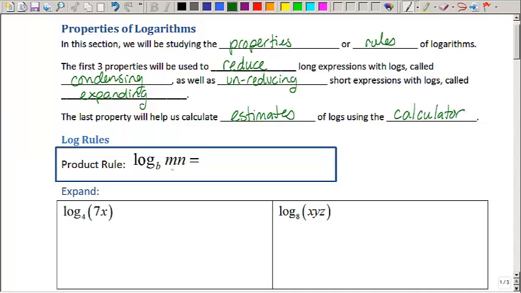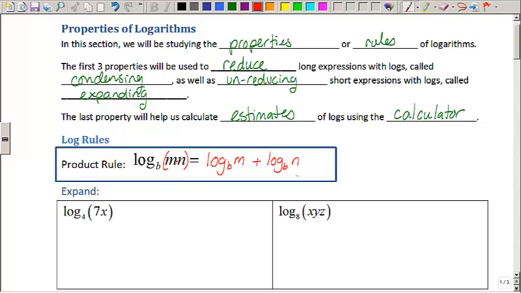The first log rule that we're going to talk about today is the product rule, which says if you have log base b of a product, meaning we're multiplying two numbers or variables, m times n in this case, you can rewrite this as log base b of m plus log base b of n. Similarly, you can rewrite log base b of m plus log base b of n as the log base b of mn. This is a forwards and a backwards rule. It can go either way.